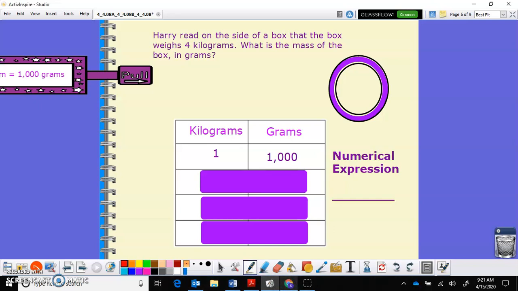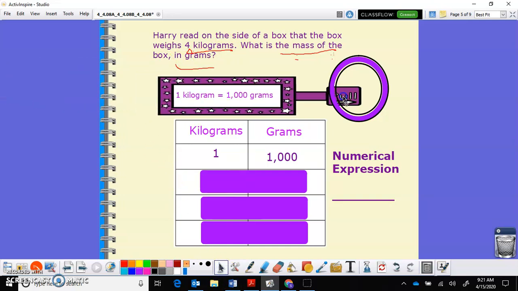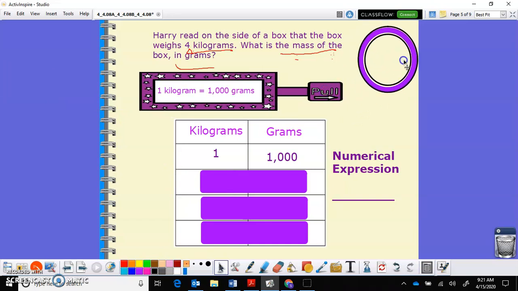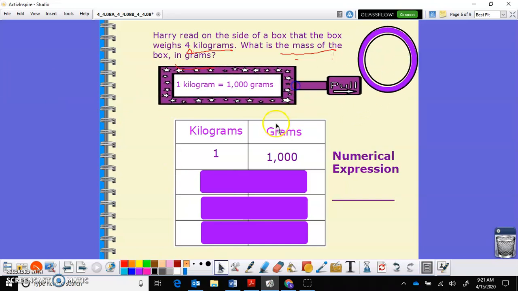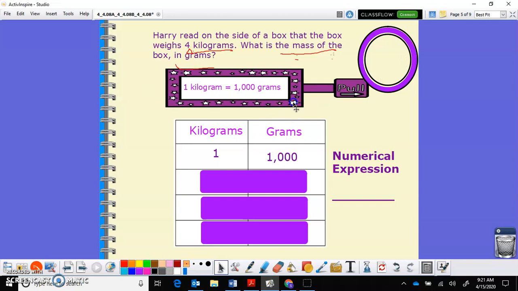So important here is it weighs 4 kilograms. And the question is, what is the mass of the box in grams? So we want to go from kilograms to grams. And this is so easy, guys. Make sure you're putting it into a chart, just like they've done for you here, and we're going to work through this together. So 1 kilogram equals 1,000 grams.